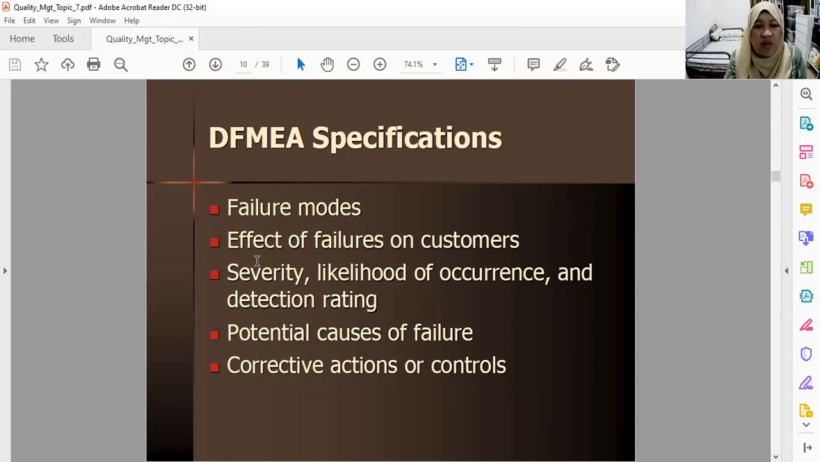And then severity, likelihood of occurrence, and detection rating. So this shows how high the rate is, for example, probably 70% of customers complain about the product, which is quite a high percentage. Maybe out of 10 customers, 5 is a middle level, maybe 7 customers saying that this product is defective. So this is severity, the frequency.